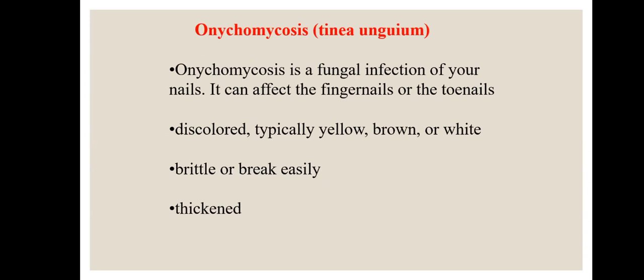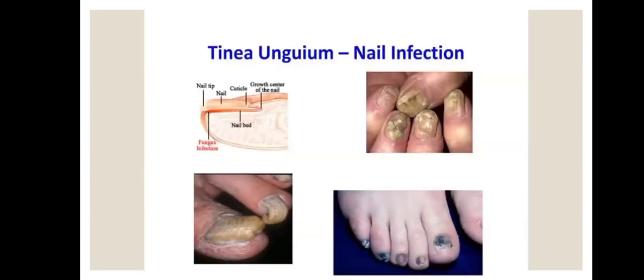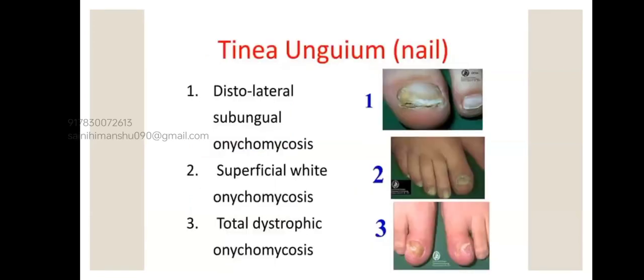Then comes the fungal infection of the nail. Onychomycosis is a fungal infection. So whenever there is more humidity, there is a chance of microorganism growth. Like this, you can see the infections. Fungal growth below the nail tip. So these changes you can see.